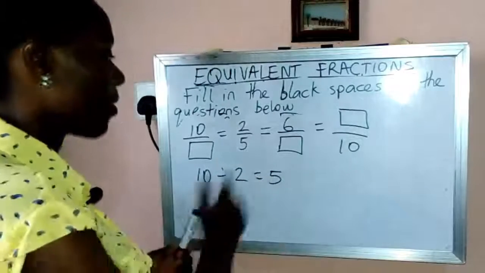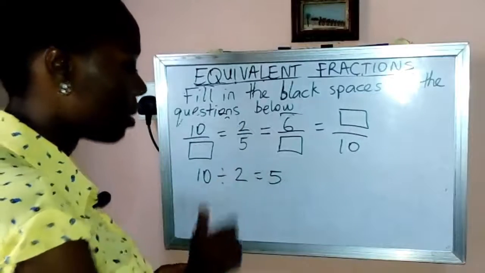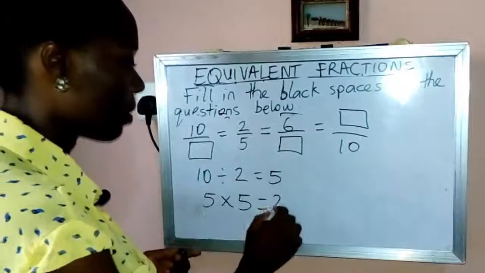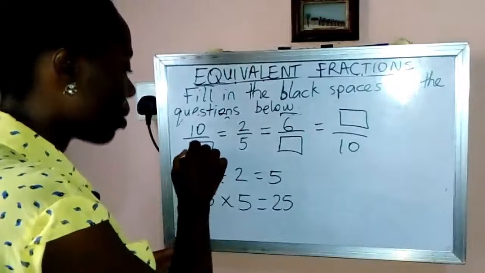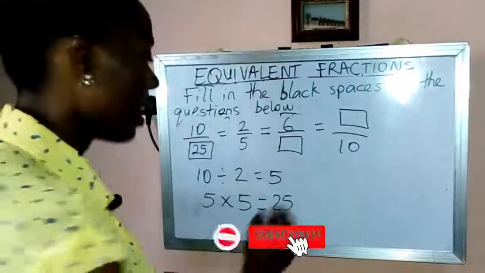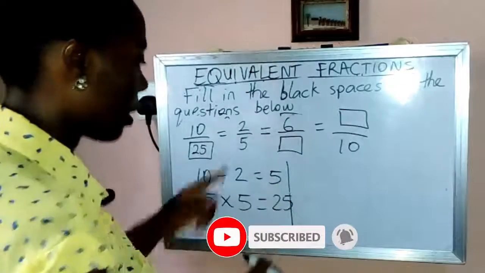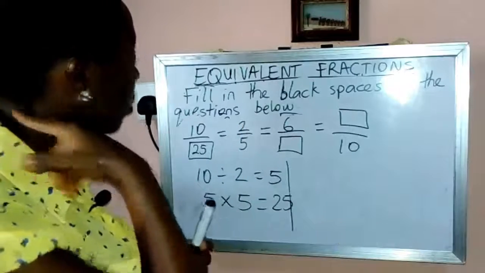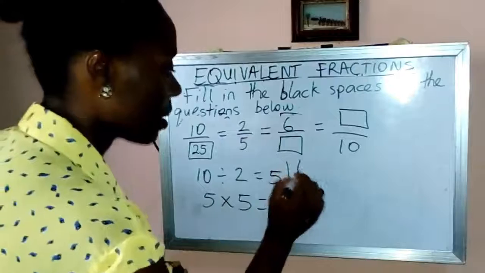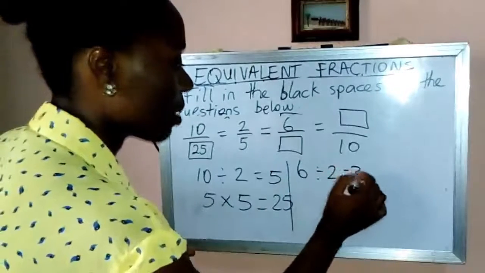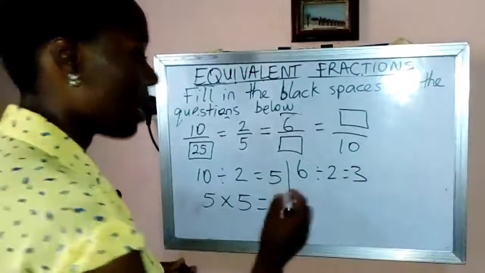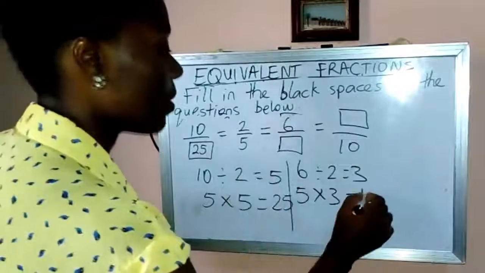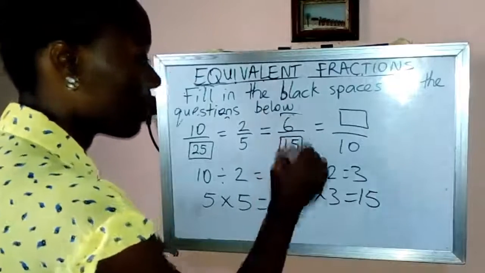That is 2 times 5 gives me 10. I'll also multiply this number here. 5 times 5 gives me what? 25. So my answer here becomes 25. In the same vein, I'll check. What can I multiply by 2 to give me 6? So I'll say again, 6 divided by 2 gives me 3. Alright? That's it. And then 5 times 3 will give me what? 15. So my answer here becomes 15.